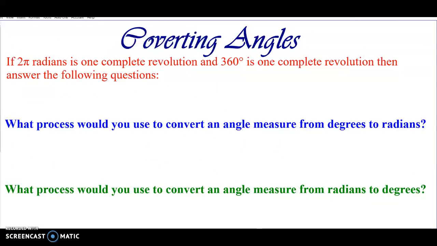So let's talk about converting angles. There should be an N in there. Converting angles. So it says here, if 2 pi radians is 1 complete revolution and 360 degrees is 1 complete revolution, then answer the following questions. And I am going to have you do this on your own. What process would you use to convert an angle measure from degrees to radians? Maybe you want to use an example. And what process would you use to convert from radians to degrees? So go ahead and write down your answer.